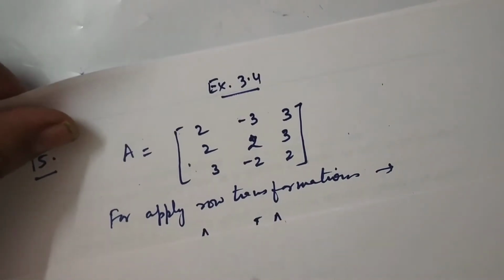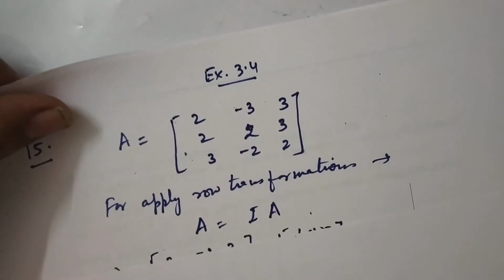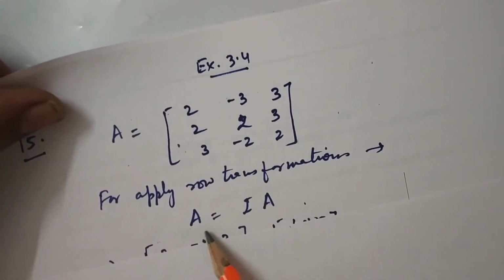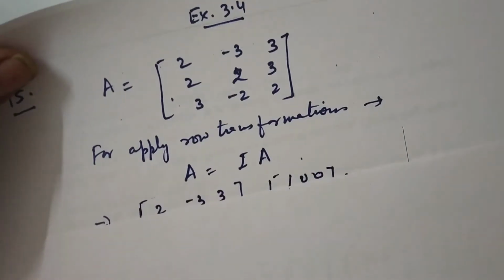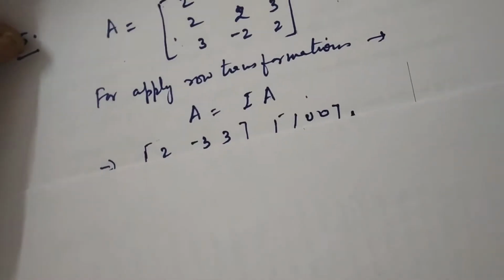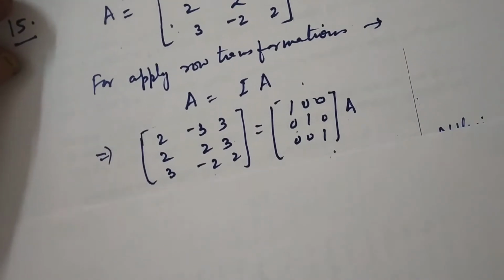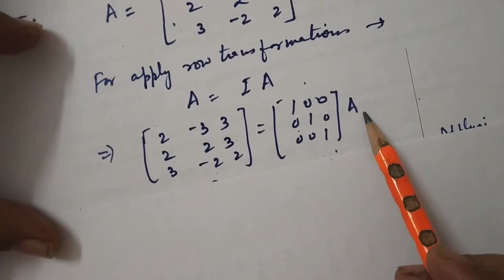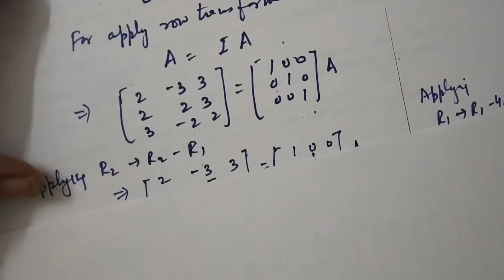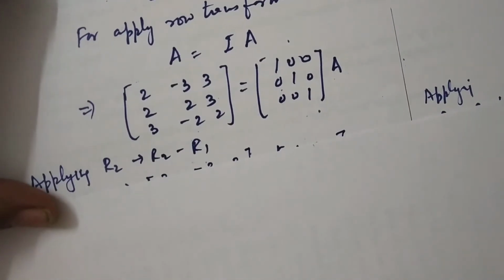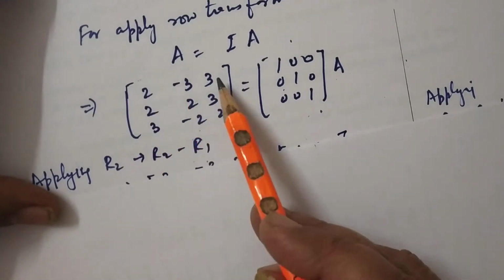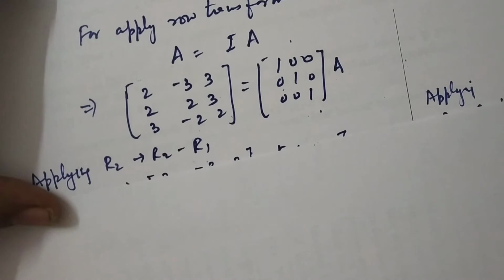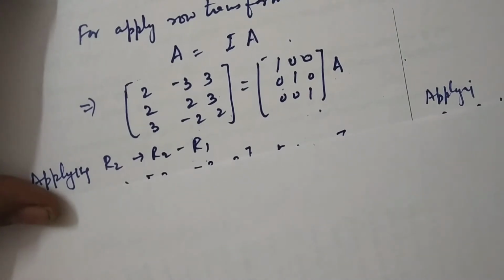So I apply row transformation here, and for that I write A is equal to IA. Now I have written the matrix A and then the identity matrix of order 3 into A. Then I see here again I have to get this 1 0 0, 0 1 0, 0 0 1 type. So I need to first think again.